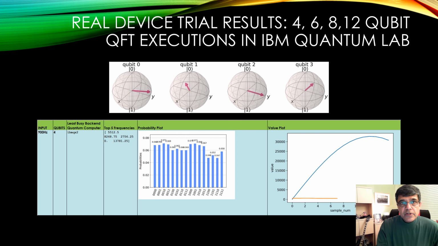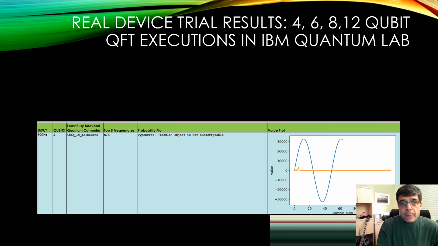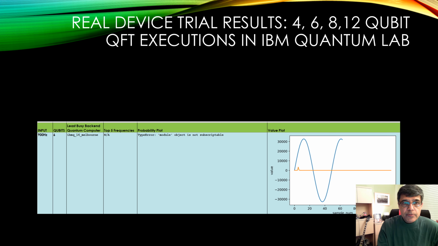The next set of results discusses real device trials. For 900 Hz, the 4 qubit trial worked well. It captured the waveform of the input file accurately. However, the peak detection was not very good in the real device. We had a failure in 6 qubits, which was "module object not subscriptable." We didn't know what to make of it, so we moved on to 8 qubits.